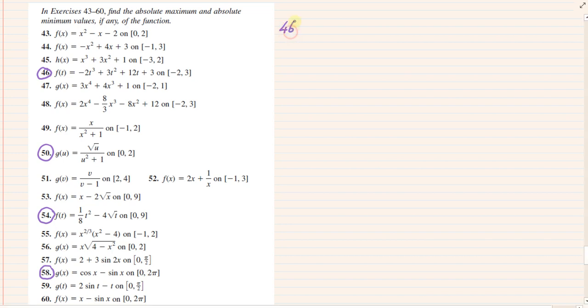So let's begin with exercise number 46. In number 46 here we have f of t, a function of t, given by 2t cubed plus 3t squared plus 12t plus 3 on the interval negative 2 to 3.